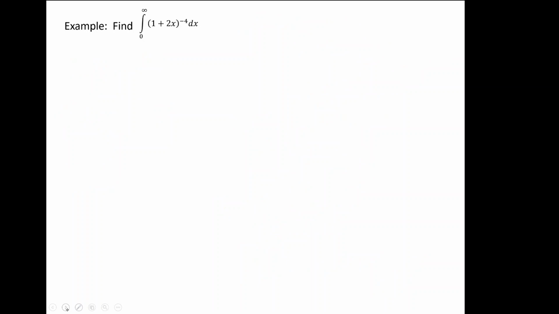Okay, tougher one, but the same recipe, same procedure, or looks tougher at least. We're going to convert this to a limit as b approaches infinity, integral from 0 to b. I'm going to do this up top because I feel like doing something different afterwards. This is limit b approaches infinity, integral 0 to b, 1 plus 2 times x to the power of negative 4 dx. Let's pretend that it's not formal.